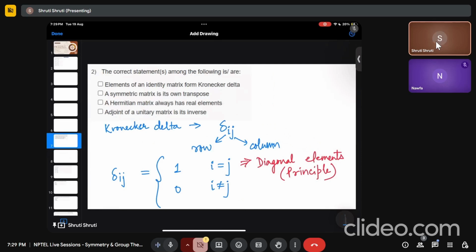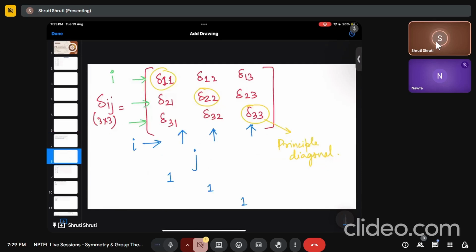And the rest, when i is not equal to j, the other elements should be 0. So basically this is an identity matrix. The Kronecker delta is the identity matrix of any order. I have written it for 3 cross 3. You can extend it for 4 cross 4 or 5 cross 5 or n cross n, anything.